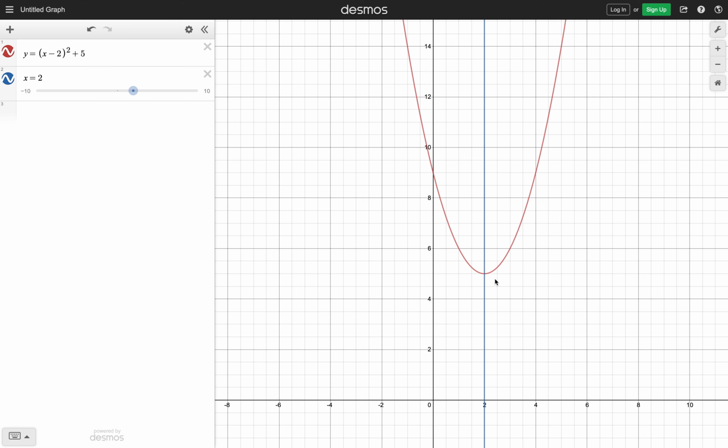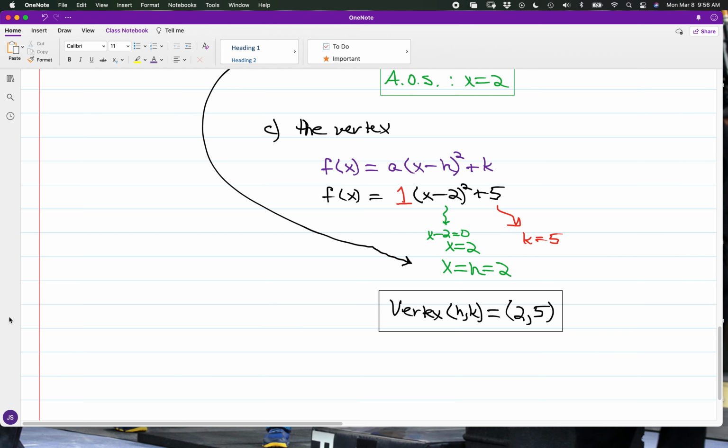And now for the vertex, that's going to be located at (2, 5). That is going to be the minimum in this case. So that's going to be the vertex, and the graph is going to open upward. And this blue line here is going to be the axis of symmetry. We can say that just for the layout.